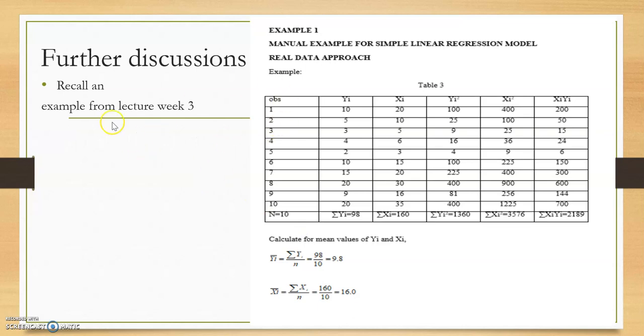For further discussion, recall an example from lecture week 3. This table, we already discussed this table. Every time you get this table for a simple linear regression model, you have to calculate and sum up all the numbers here. And we also have the mean values for yi bar and xi bar.